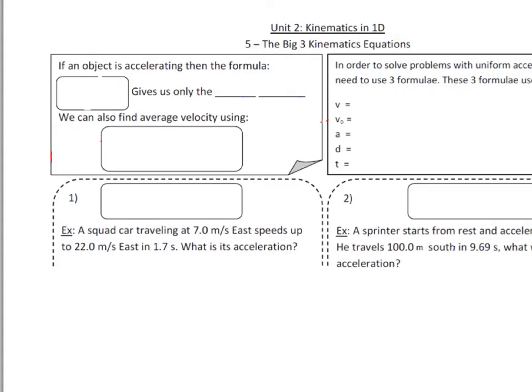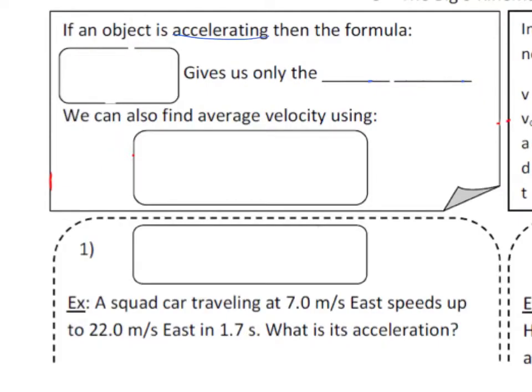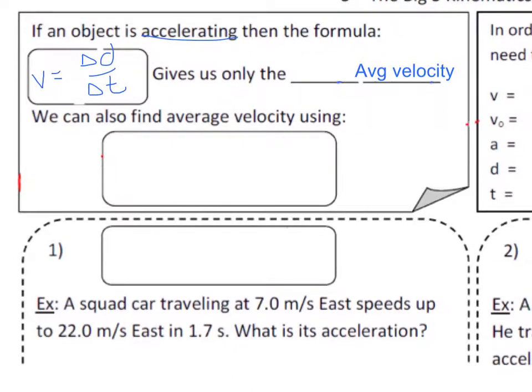The big three kinematics equations. If an object is accelerating, then the formula v equals change in d over change in t gives us only the average velocity. We can also find average velocity using the formula v average equals v final plus v initial divided by 2. This is v average.